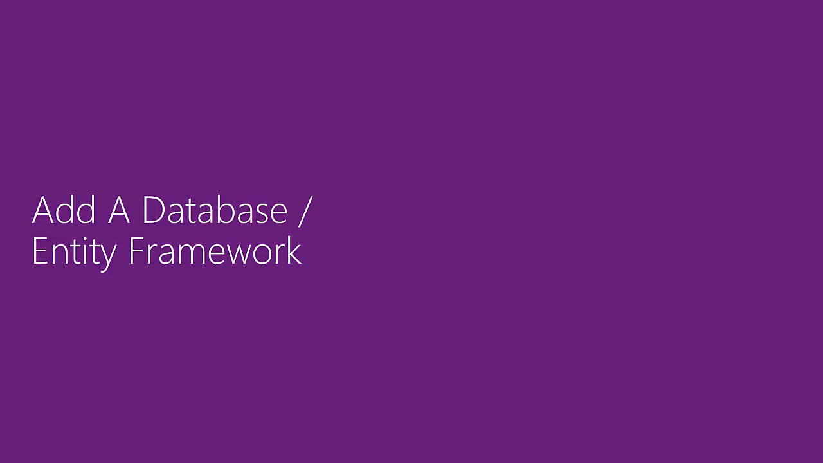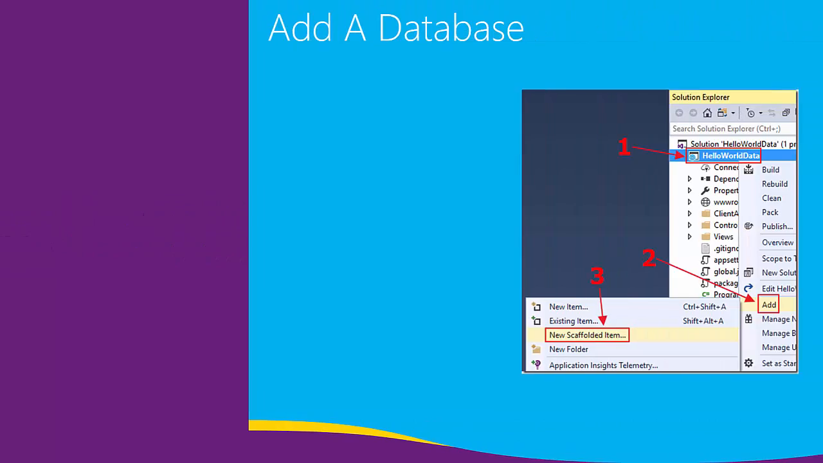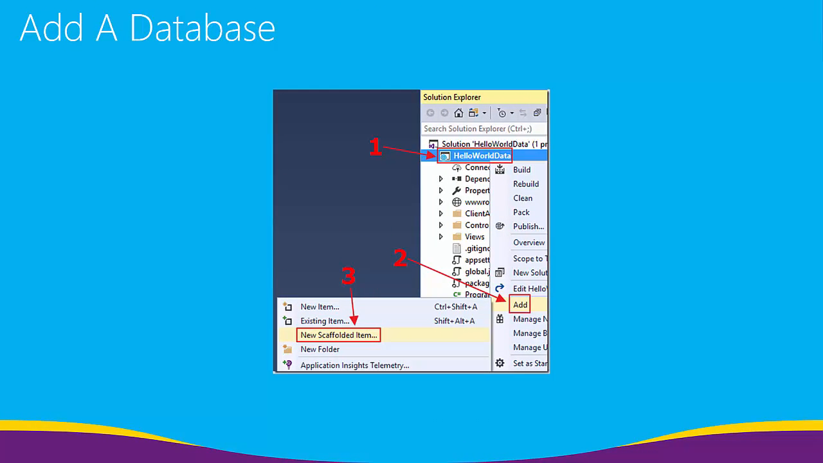Finally, we're going to look at adding a database and entity framework. For adding a database, we'll right-click on the project, we'll select Add New Scaffolded Item.